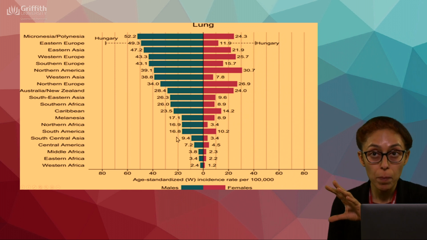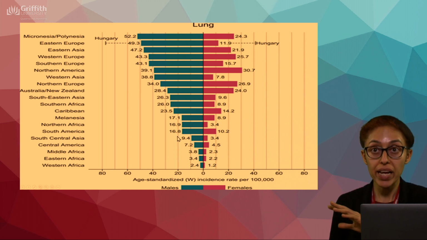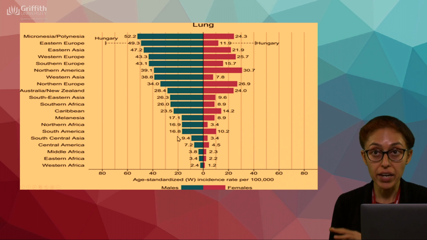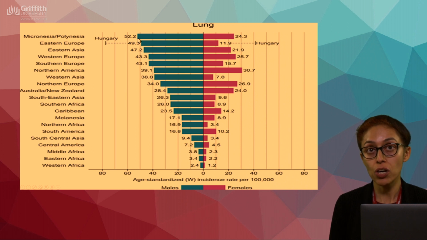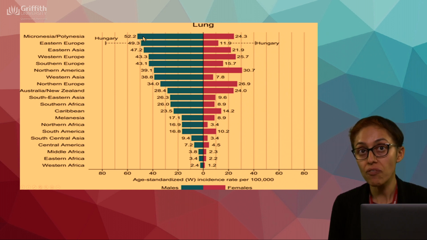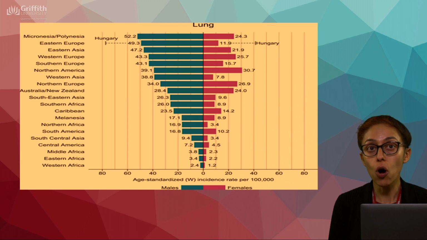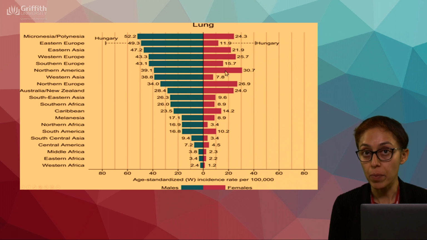What is the reference population? The world standard population of incidences of lung cancer. Alright. So over here we said that Polynesian males, which is 52.2, have the highest incidence of lung cancer. And we said North American females. Females are over here in pink, and that is the highest incidence of lung cancer among females.